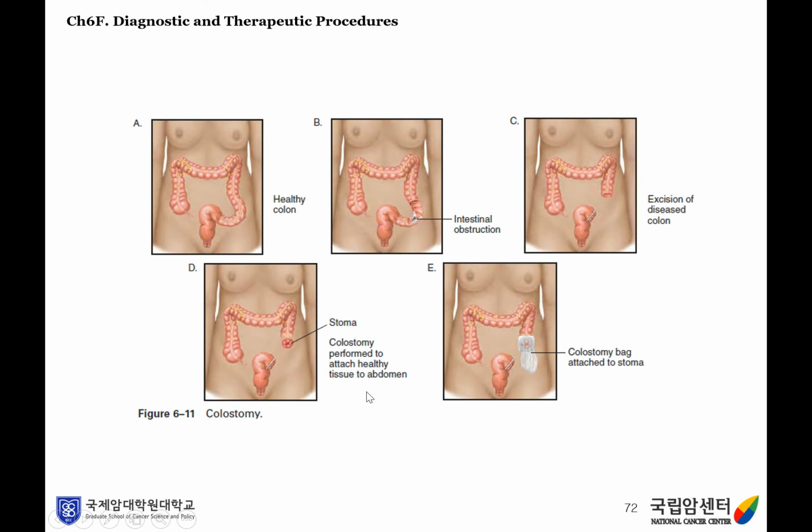Here you can see the colostomy. This shows the procedure. Figure A, this is a healthy colon, but figure B shows intestinal obstruction. In this case, the surgeon excises a diseased colon, and the colostomy is performed to attach healthy tissue to the abdomen. As you can see, the stoma goes out to the skin. So in here you can see the colostomy bag attached to the stoma.